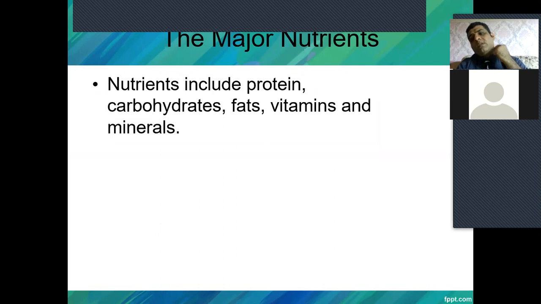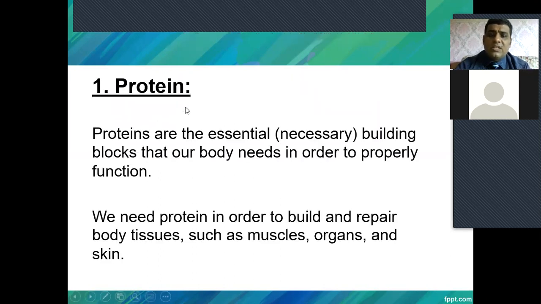Now we will talk about the major nutritional components. In total, there are three major diet components as major nutrition components. They consider your biochemistry. The first one is protein.